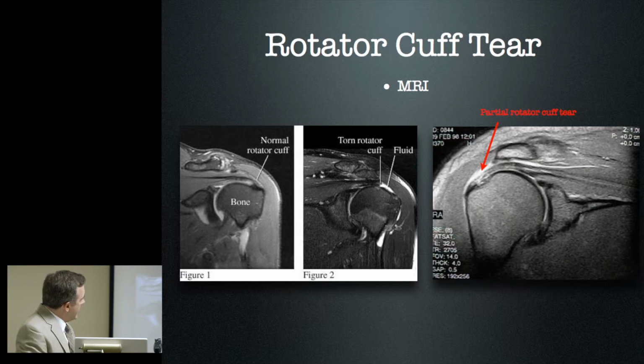Now this is a complete tear. This is the end of the tendon. It should be over here. So that's retracted and pulled back. And then sometimes you get these partial tears, not completely through. In certain people, more low demand people, they may do fine with non-operative treatment.